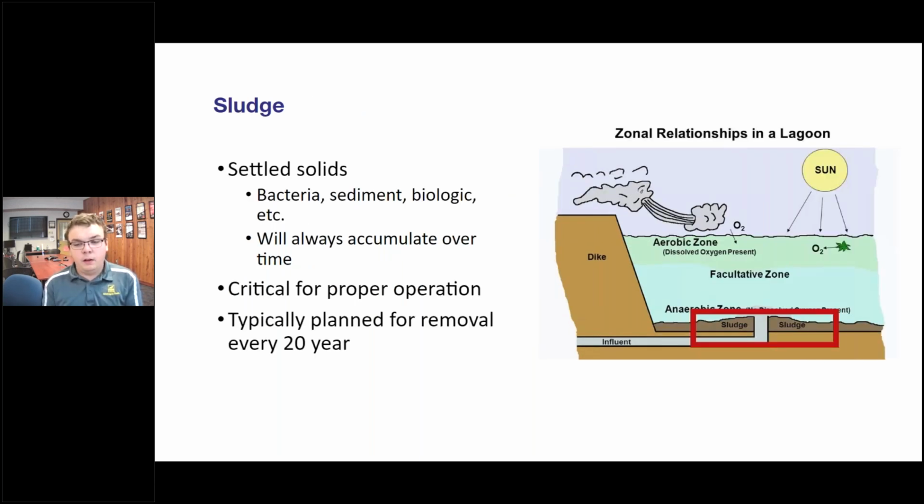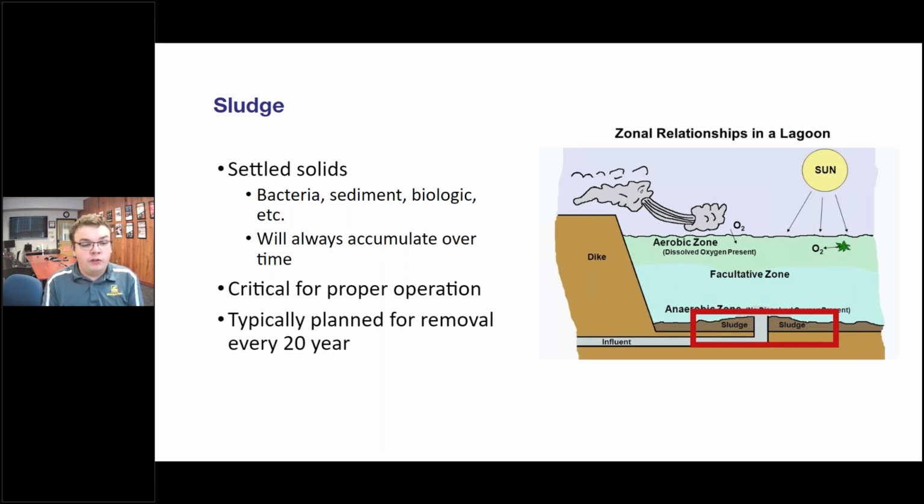Then finally, along the very bottom, the sludge layer is forming. That's where you have a lot of settled solids. It's all of your bacteria, sediment, biological material, anything that the lagoon isn't processing while it's in suspension is slowly settling out into the sludge layer here. It's always going to accumulate over time. No matter what you do, something's not getting digested, something's going to accumulate, and it's typically planned for a 20-year removal. That's the typical design length for that.